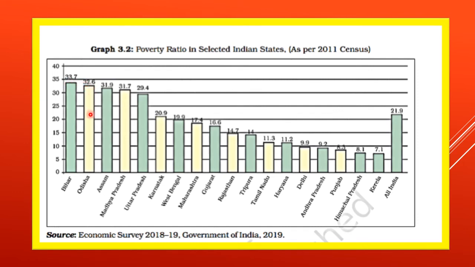And then we can also see Kerala focused on human resource development, and West Bengal has also improved because of the land reform measures that they have taken. Andhra Pradesh and Tamil Nadu have also improved due to proper distribution of food grains.